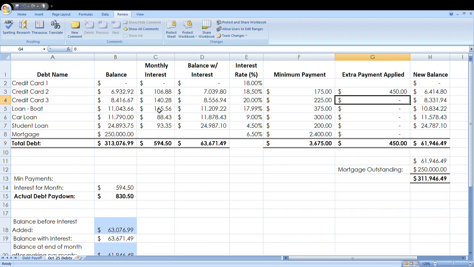This one is going to come down pretty quickly. That's got a really high interest rate of $106 a month. Now, maybe you'll decide you want to put 225 here and 225 there, but I would just get rid of one of them at a time. But I hope this makes sense, and it's a really great way to get rid of debt.